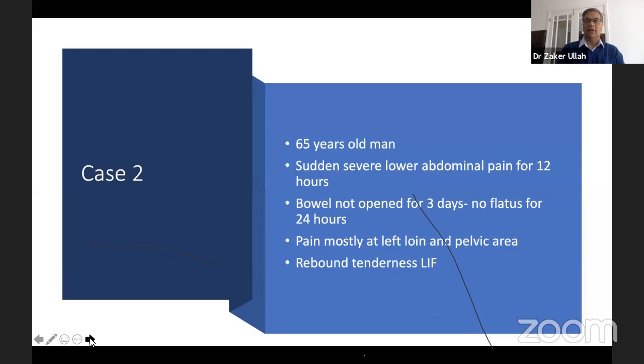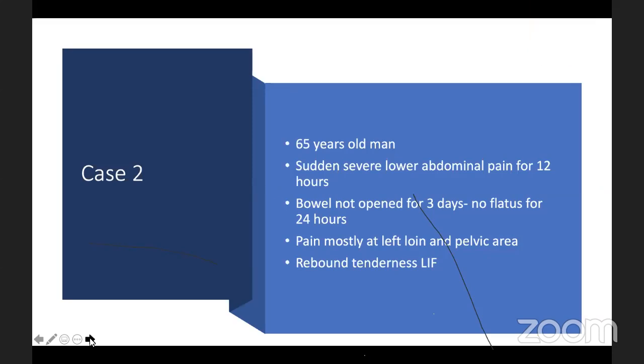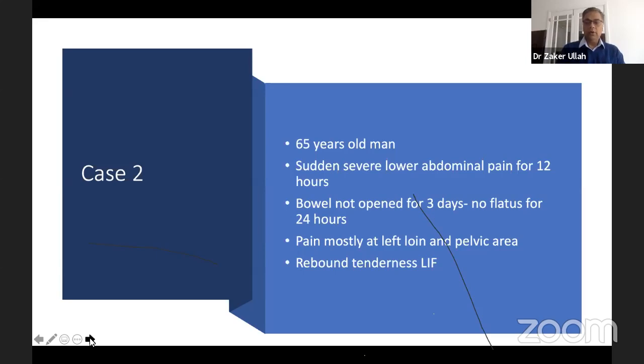So what are the differential diagnoses you're thinking about? Considering this scenario, my first possible diagnosis is acute left colonic diverticulitis in the sigmoid colon. Good, good, absolutely. So diverticulitis, one of the differential diagnoses. What are the other things you can think about?